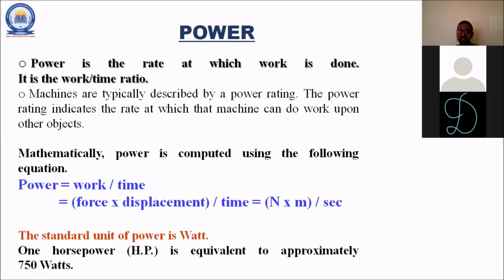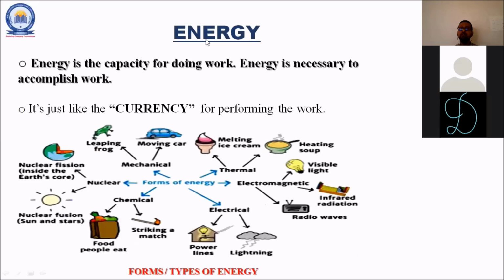Considering automobile engines, we use horsepower as the unit of power. So 1 horsepower is equivalent to approximately 750 watts. So these are some of the fundamental or basic concepts related to work and power. Moving further, that is energy. Energy is the capacity for doing work.